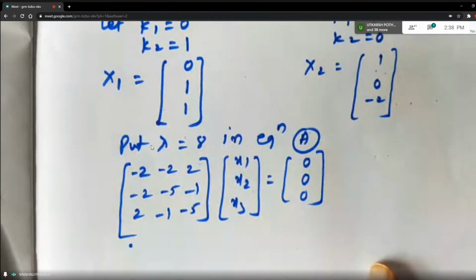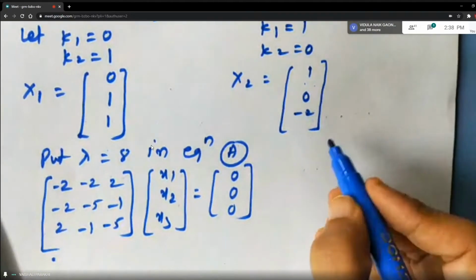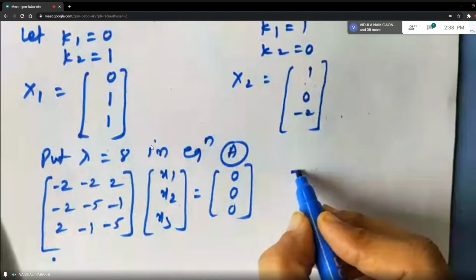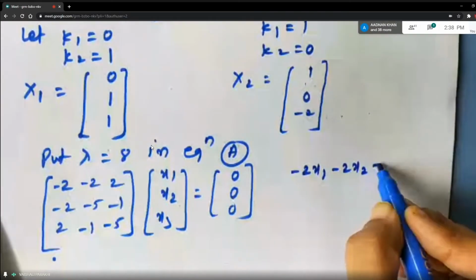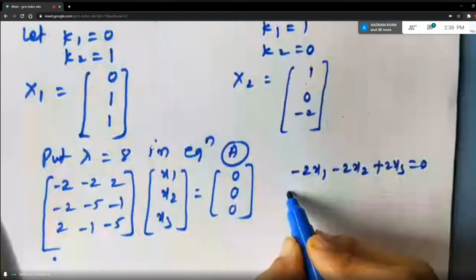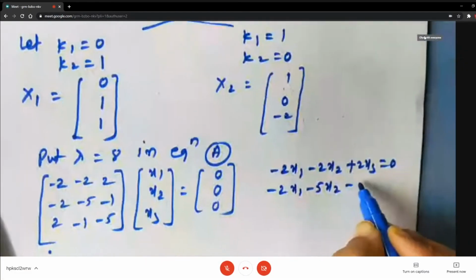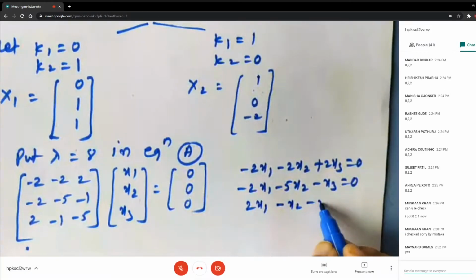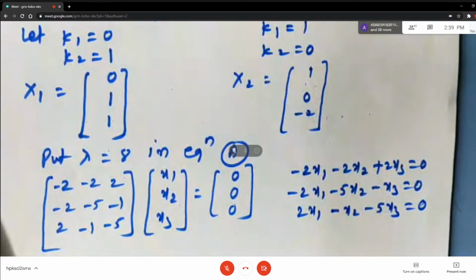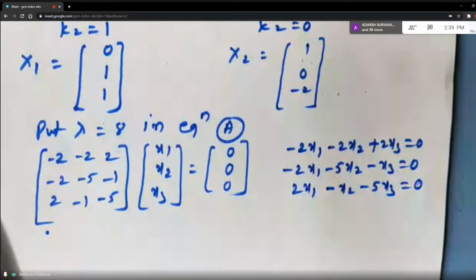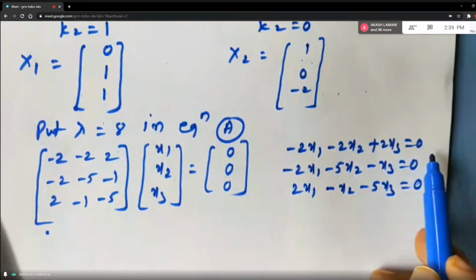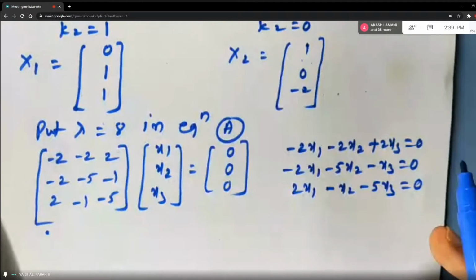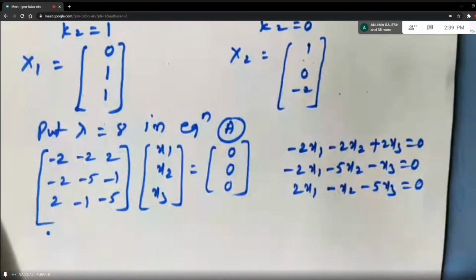So now let us write the equations for this. What are the equations here? Minus 2x1 minus 2x2 plus 2x3 is equal to 0. Minus 2x1 minus 5x2 minus x3 is equal to 0. 2x1 minus x2 minus 5x3 is equal to 0. Right? Now if you observe whether these equations are same, clearly no. Why? Because even if you cancel this minus 2 from here, we are not going to get the same equation, right? So let us take any two equations of this.